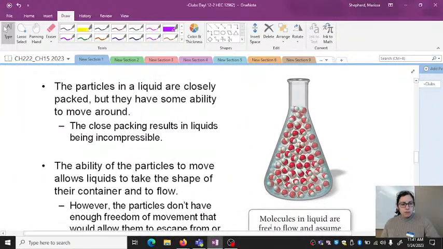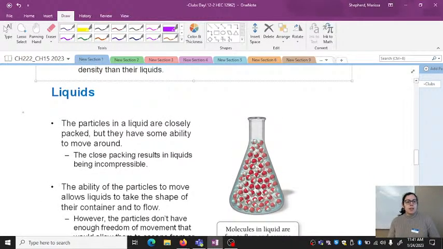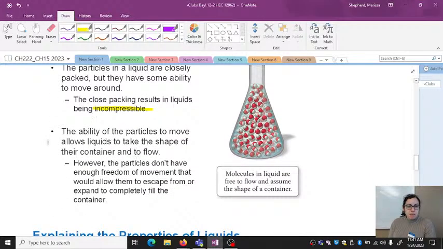And so this is a review of our states of matter. Like we've seen with liquids, the particles are closely packed, but they have the ability to slide past one another. That means our liquids are incompressible, but they still don't have a defined shape. So they have the ability to flow.